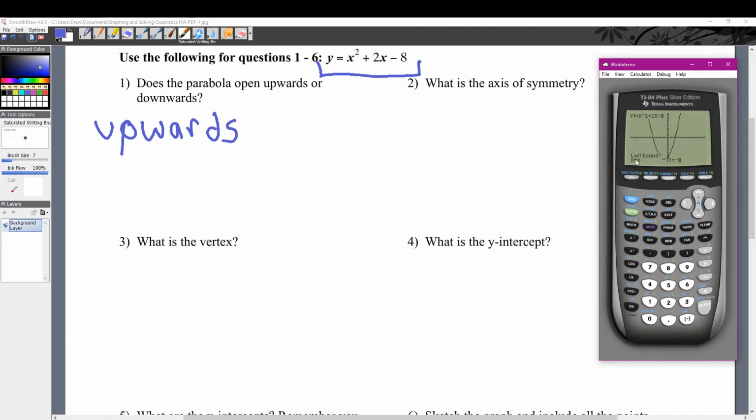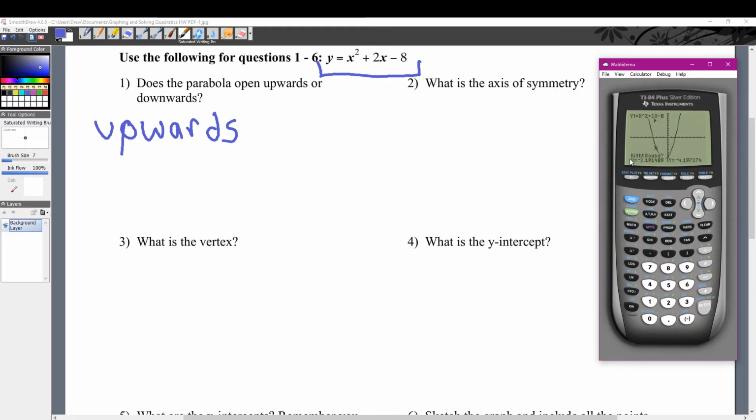Same graph, but now it says left bound, question mark. So let's look at what that means. Left bound means we have to go to the left-hand side of the vertex. Remember, the vertex is going to be that low point at the end. So let's go to the left of the vertex. Just keep hitting that left arrow. It doesn't matter where you are, just as long as it's on the left-hand side. Once you've done that, hit enter.